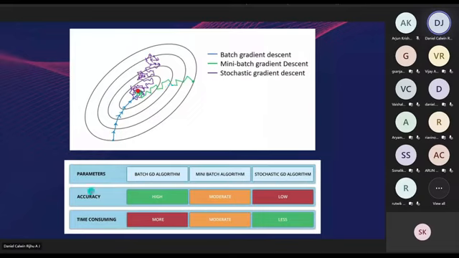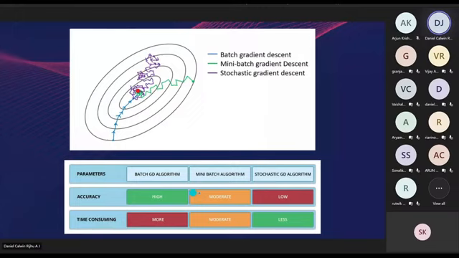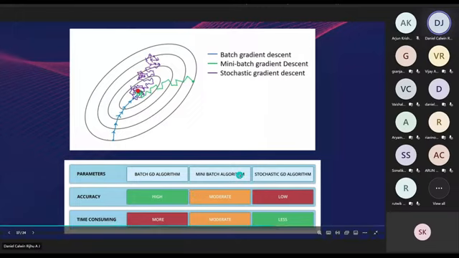And yeah, this table sums up whatever I've said so far. As you can see, for BGD, we have high accuracy and more time consumption. For SGD, we have low accuracy and low time consumption. Whereas for the mini batch algorithm, we have both of them in a moderate and well balanced position.